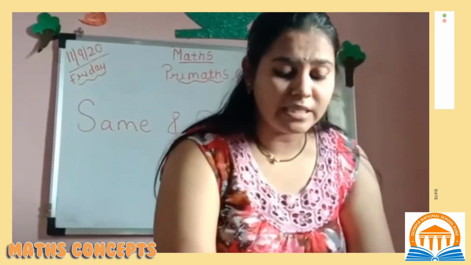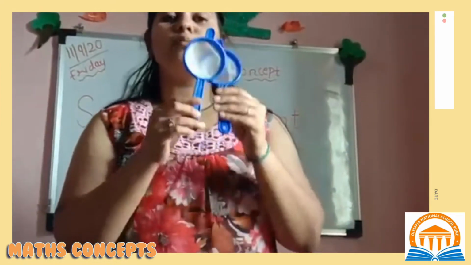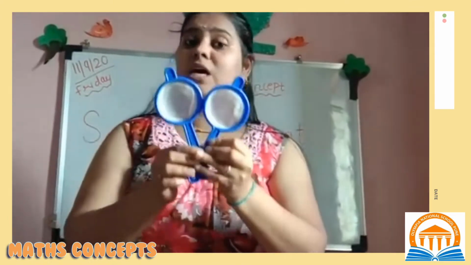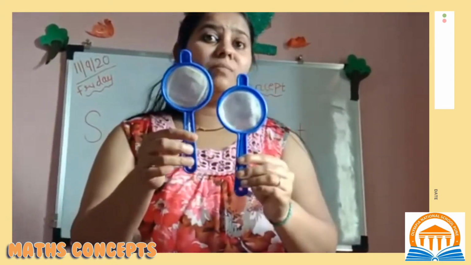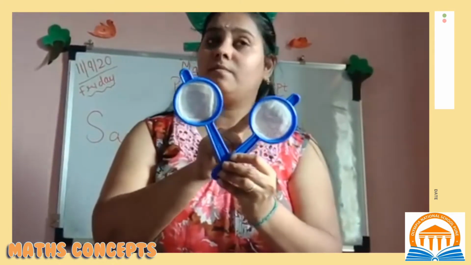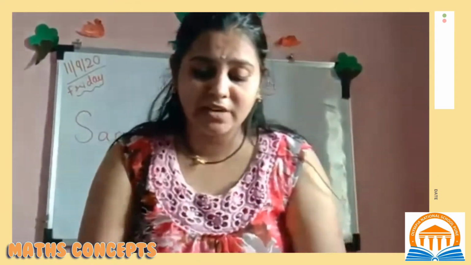Now here you can see a strainer. You can see both are blue in color, right? They both are same. See, are they same now? So this object we are going to call same.